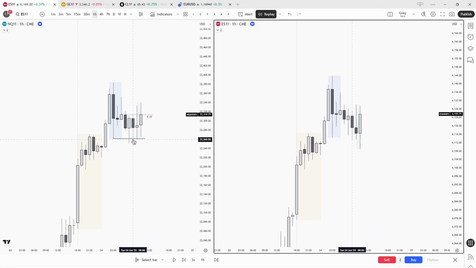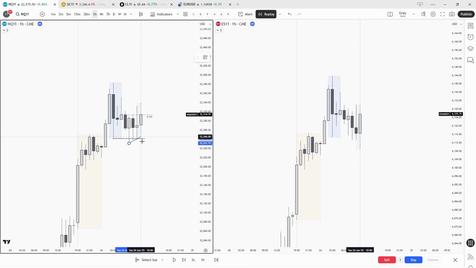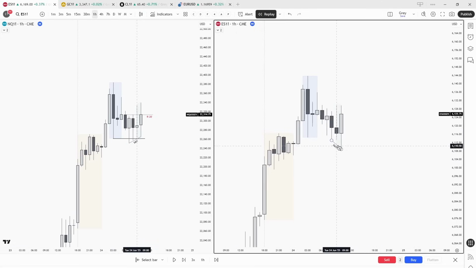Now at the 10 a.m. open, we have SMT divergence with the NQ. Now this confirms the narrative of 9:30 manipulation and 10 a.m. reversal back. Now we have the candle 2 of the swing point, so dropping down to the 5-minute chart.